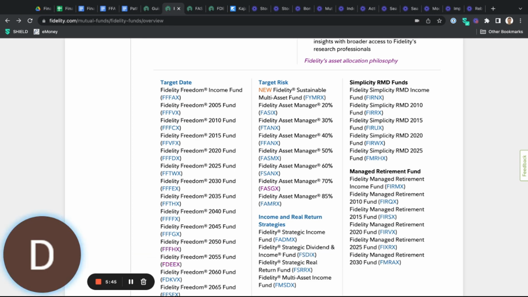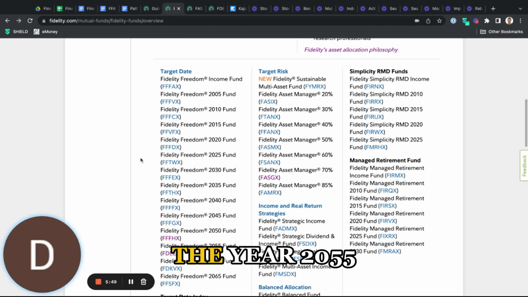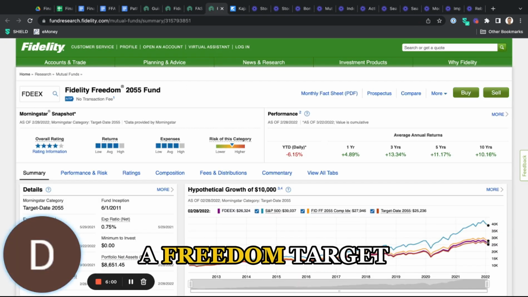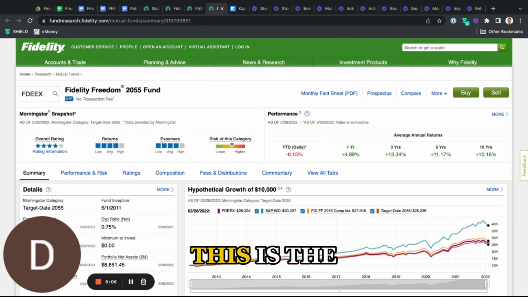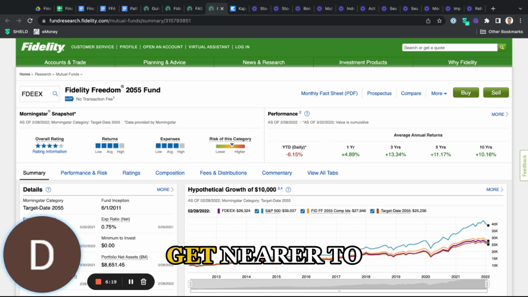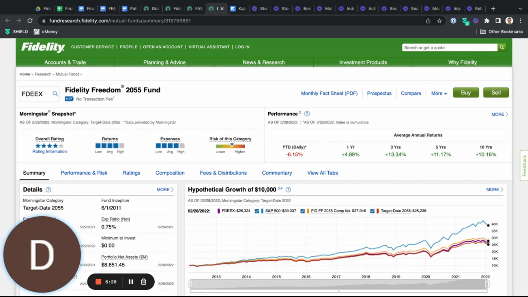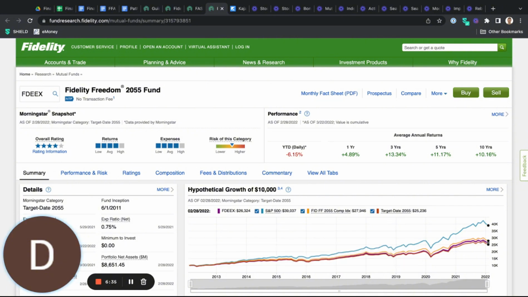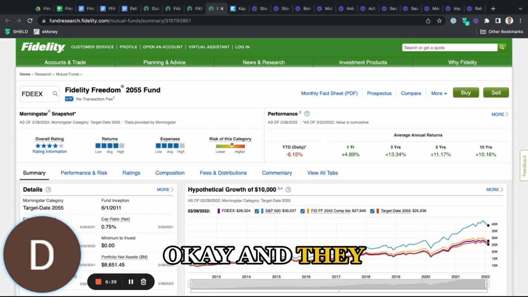Target date fund is, hey, I am going to be retiring, let's say around the year 2055. So I'm going to invest in the Fidelity Freedom 2055 fund. Okay, here we go. What a Freedom target date fund is essentially saying is, this is the year I'm going to retire. And therefore, they know my time horizon, and I'm going to invest much more aggressively over the short term. And as I get nearer to retirement, I actually want to take less risk. And certainly in retirement, I'm going to take less risk. So they're going to automatically adjust my portfolio down from maybe aggressive growth over time to growth to then moderate to then conservative. Okay, and they will do that for me.